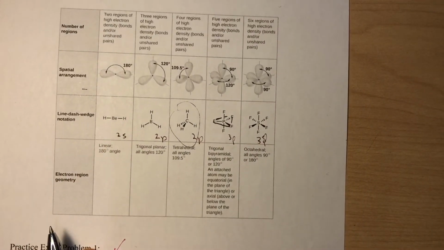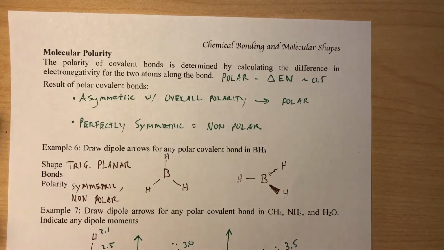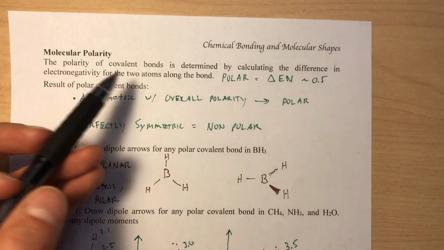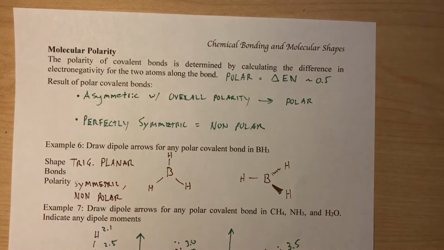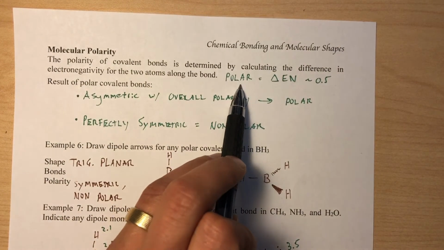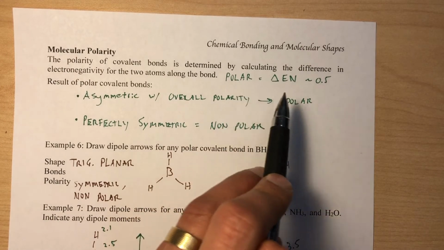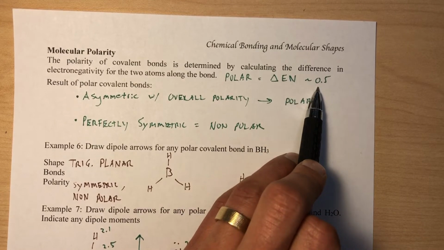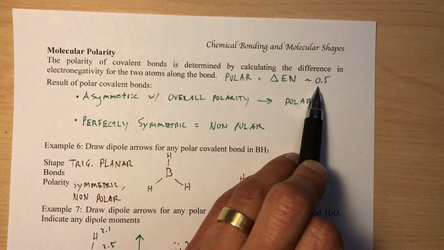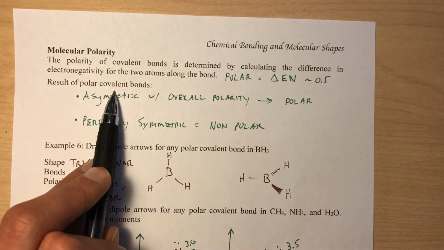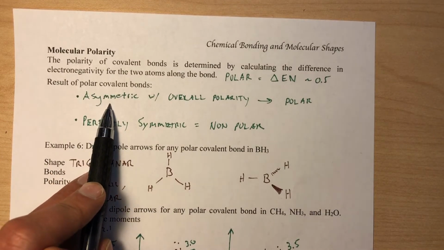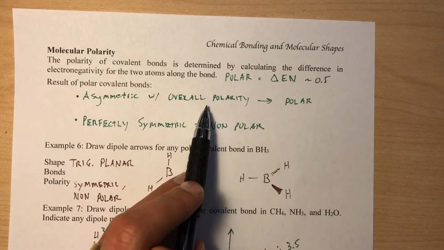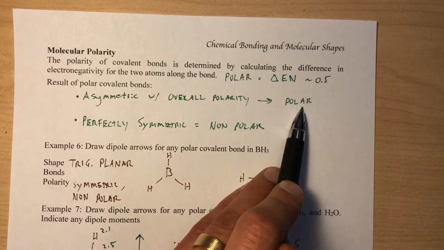And now, let's move on and continue our discussion about molecular polarity. So the polarity of compounds and covalent bonds is determined by calculating the difference in electronegativity between the 2 atoms. So something that is considered polar exists in a covalent bond where the difference in electronegativity between the atoms is about 0.5 or greater. Once you have polar covalent bonds, you then have to decide whether or not the molecule is symmetric or not. If it is asymmetric, and it has polar covalent bonds, then it will have an overall polarity and it will be polar.